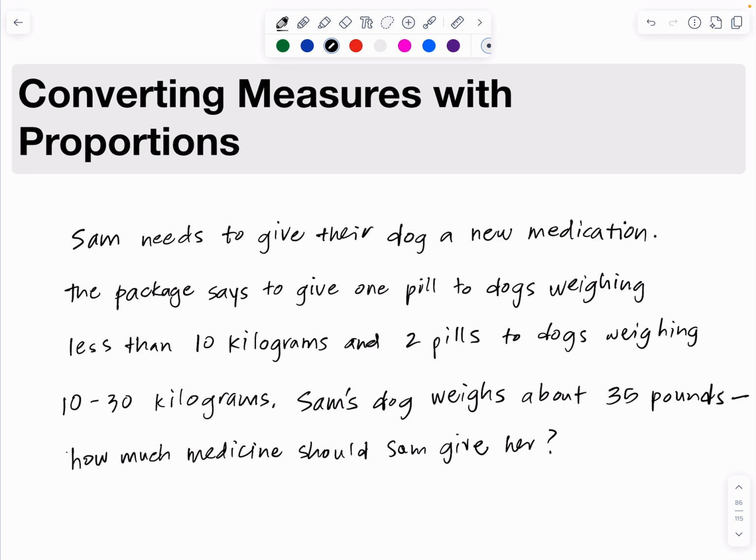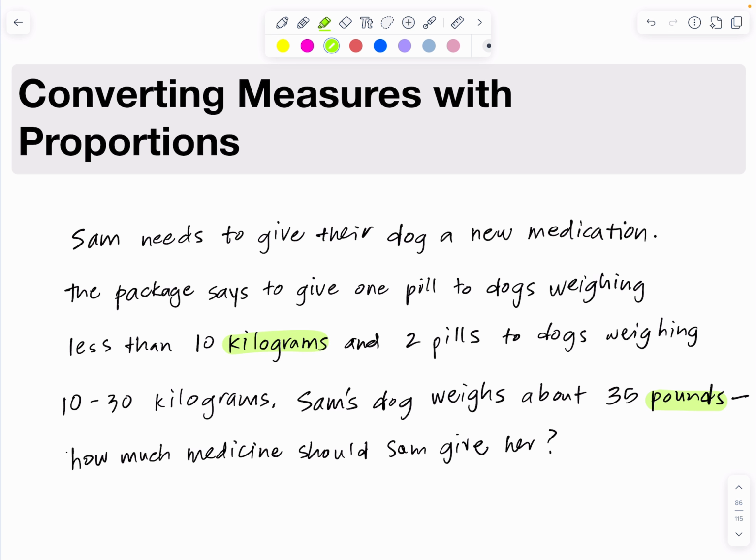In order to do that, we need to know a little bit of information about the units that we're working with. For example, in this case, we're talking about kilograms, which is what the information on the medication package is using. And then also about pounds, because that's what Sam knows about their dog. They know their weight in pounds. So these two units have a specific relationship. We can figure out or look up on a table what 1 kilogram would be in pounds or what 1 pound could be in kilograms.